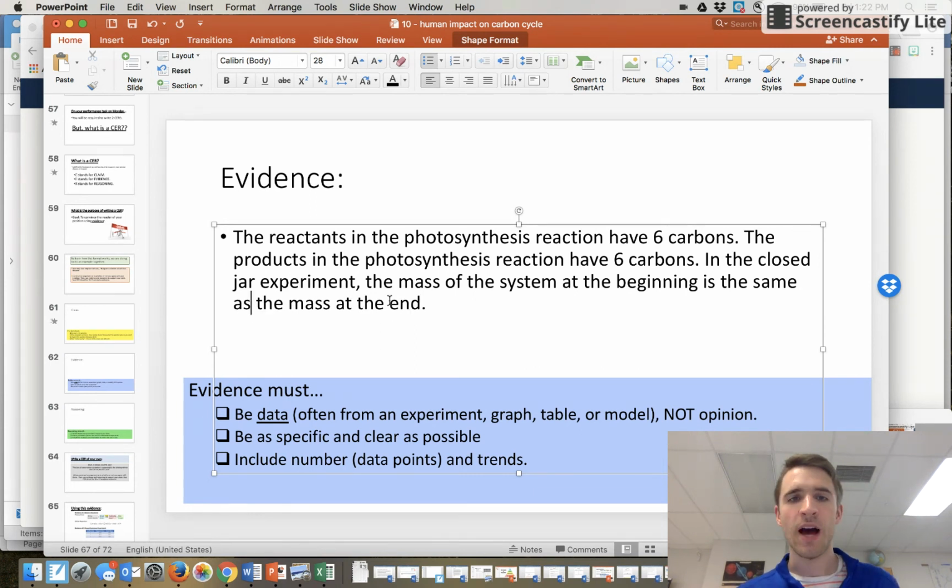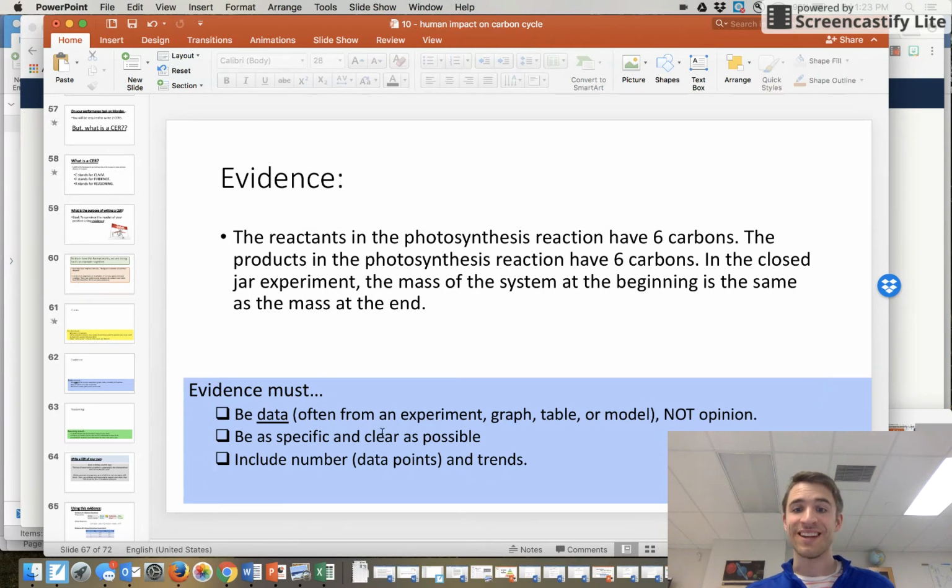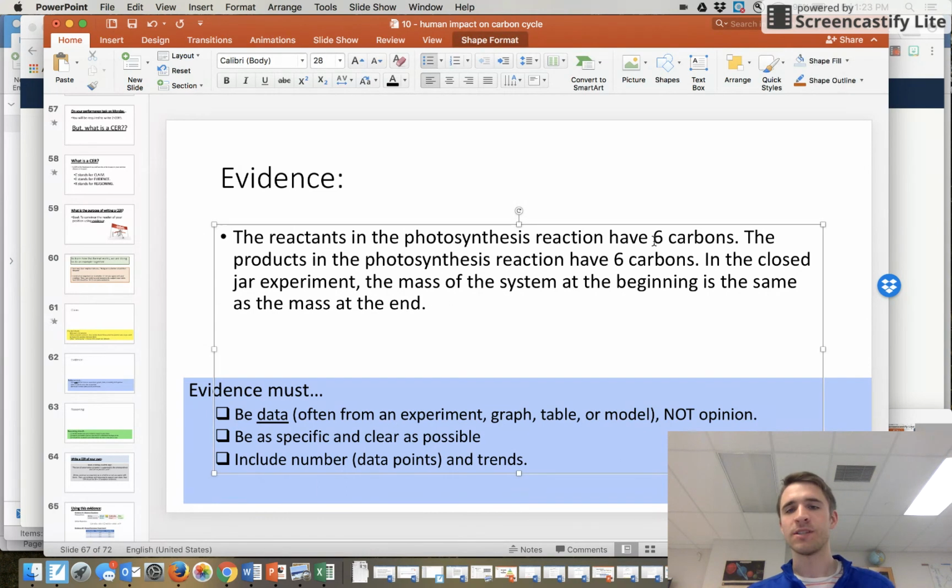I just took 2 objective pieces of evidence, meaning it's not opinion, it's just straight out of the evidence given to me. So 1, same number of carbons on both sides, and 2, in the closed jar experiment, the mass of the system at the beginning is the same as the mass at the end. It's data, meaning it's from a graph, table, model, or experiment. It's not opinion, specific and clear. And it includes trends. So I didn't actually use numbers. However, I guess I did use some numbers up here. It could be even better if I said what the mass was at the beginning and the end of that experiment to include some numerical data.